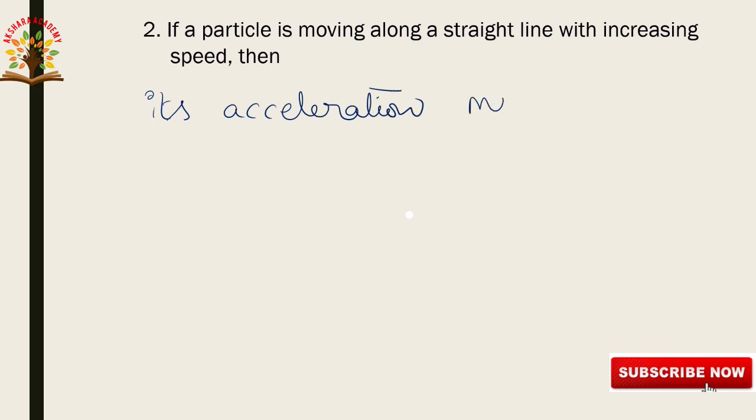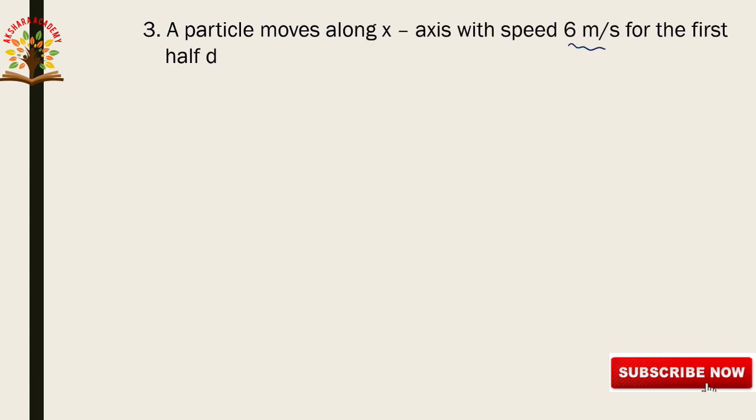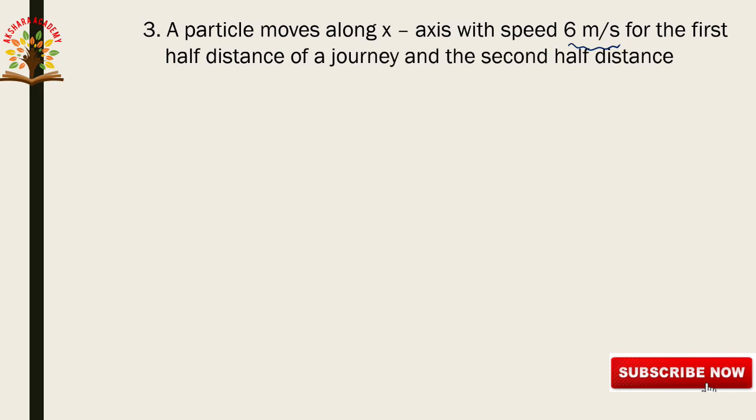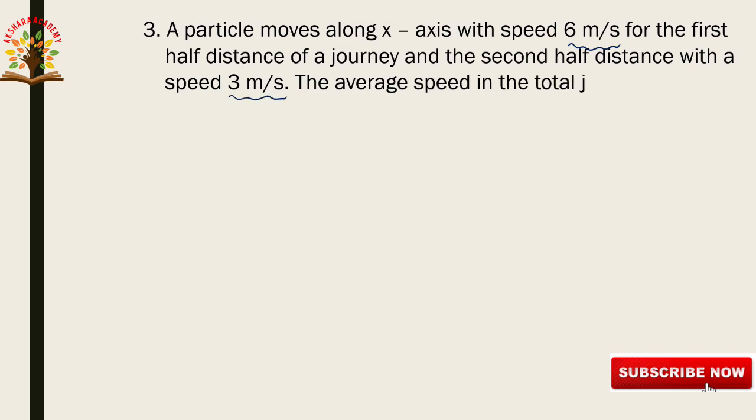So if a particle is moving along a straight line with increasing speed, then its acceleration may be decreasing. Okay, next we'll go to the next question. A particle moves along the x-axis with a speed of 6 meters per second for the first half of the distance of a journey and the second half of the distance with a speed of 3 meters per second. Then the average speed in the total journey is.